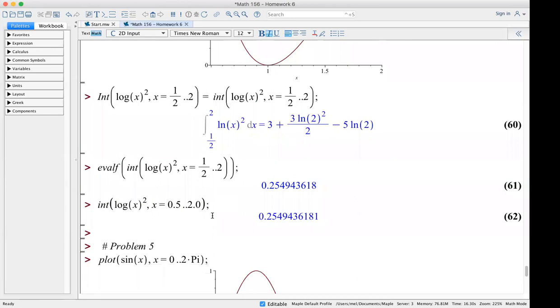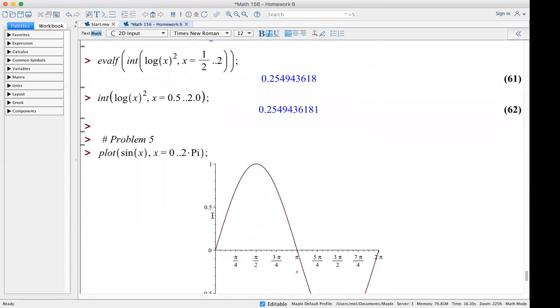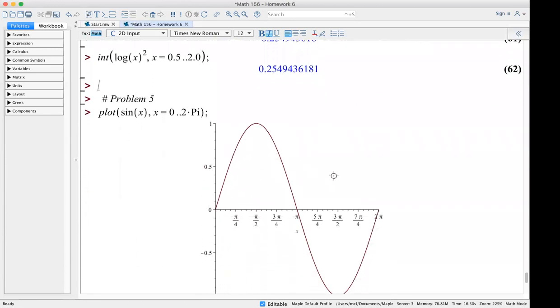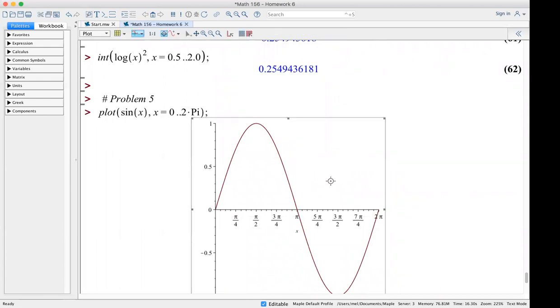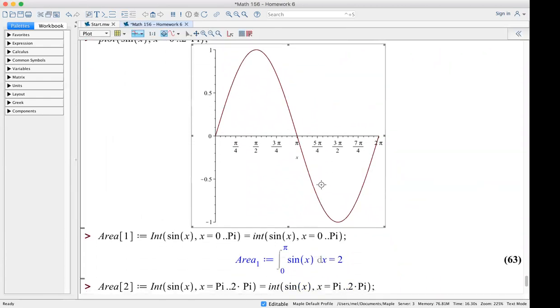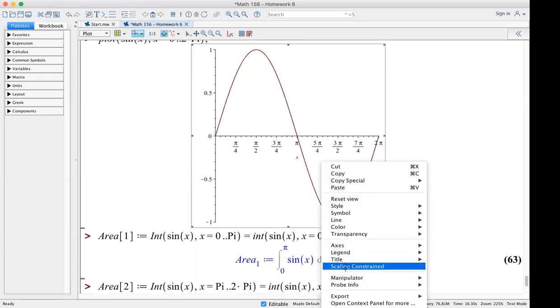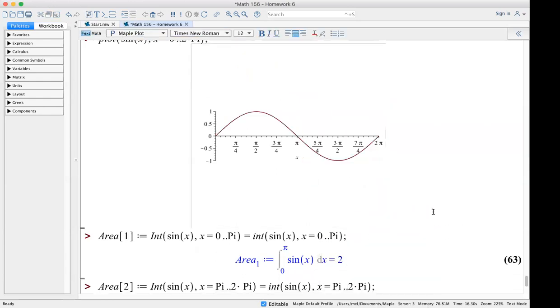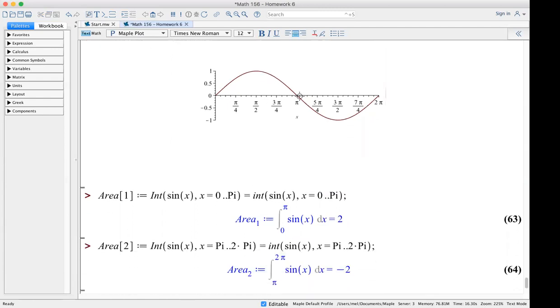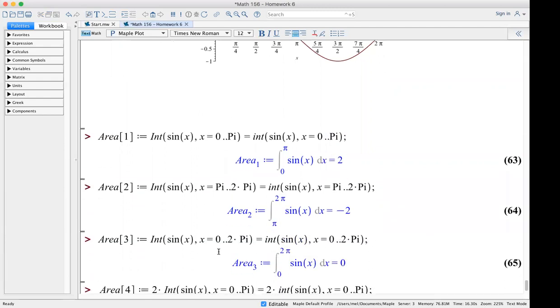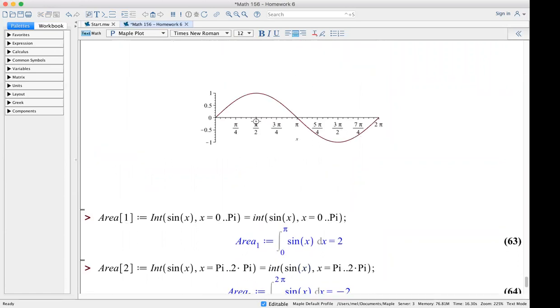All right, and the last problem, problem 5, we have the sine of x from 0 to 2 pi. This is what it looks like. If I draw it to scale, it looks like that. It's a little bit more interesting. And if you integrate just from 0 to pi, you get 2. If you integrate from pi to 2 pi, you get -2. If you integrate from 0 to 2 pi, you get 0.